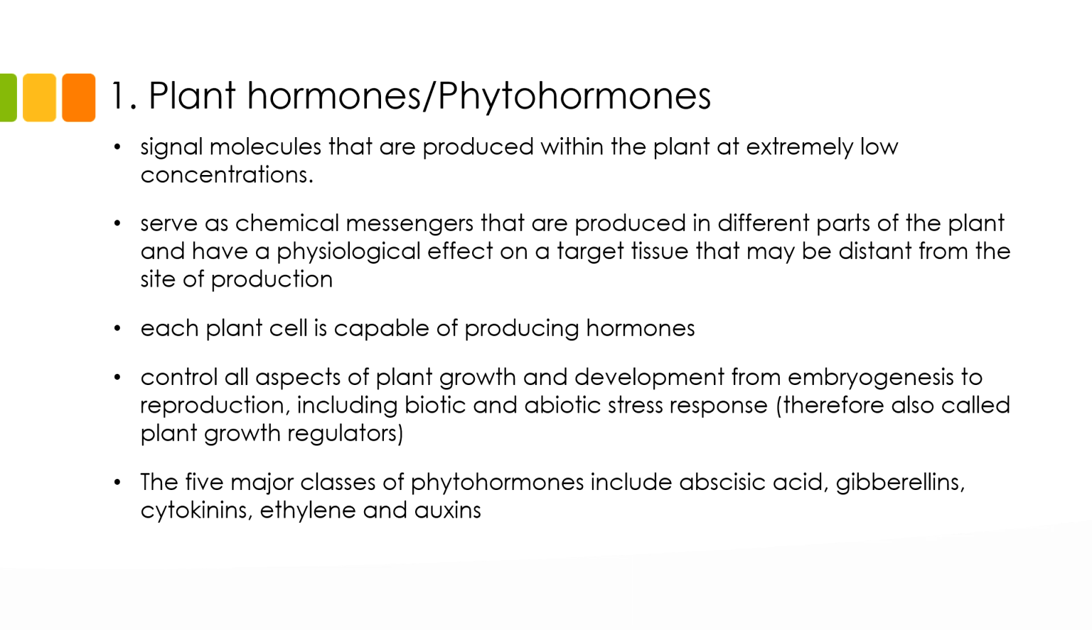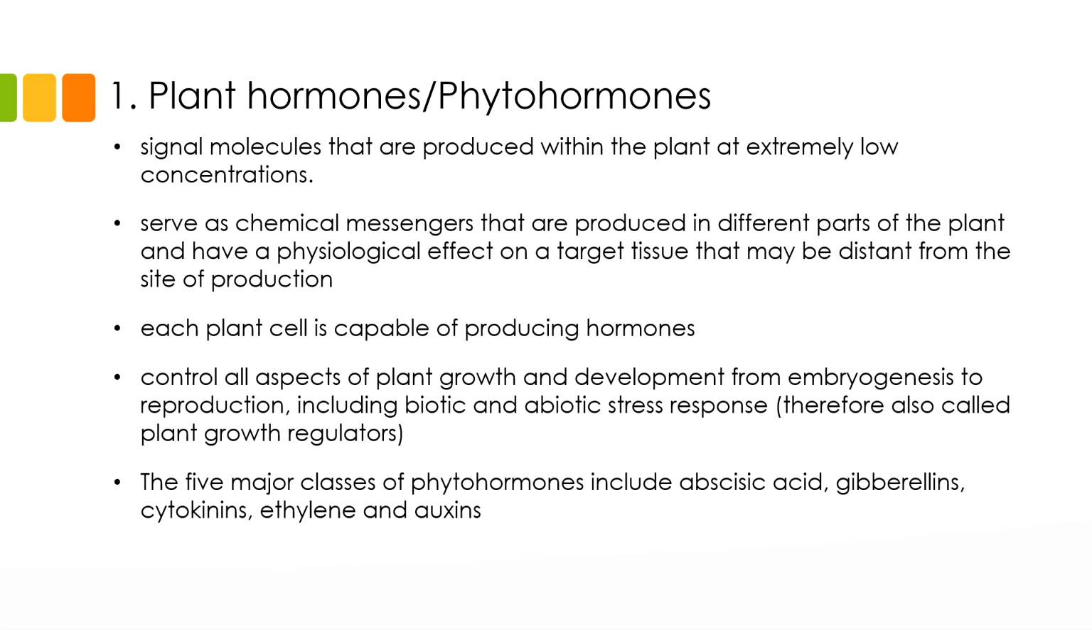So even if you have a phytohormone that is produced in the roots, it can affect the shoots, the flowers, the leaves, and all other parts of the plant. Each plant cell is capable of producing hormones. These hormones control all aspects of plant growth and development, from embryogenesis to reproduction, including biotic and abiotic stress responses. Because they control or regulate all aspects of growth and development, they are also called plant growth regulators.